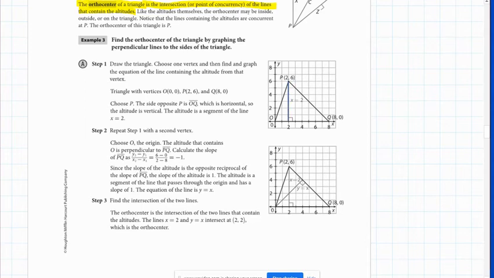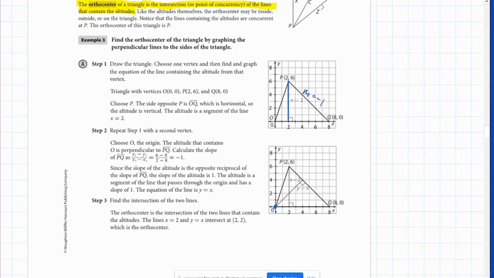when this side is horizontal, we know that the perpendicular line is going to be vertical. So we're just looking for a vertical line that goes through (2, 6). So that blue line is one of the altitudes. Now to do the altitude from point O, we needed to make sure it was perpendicular to this. This side has a slope of -1.